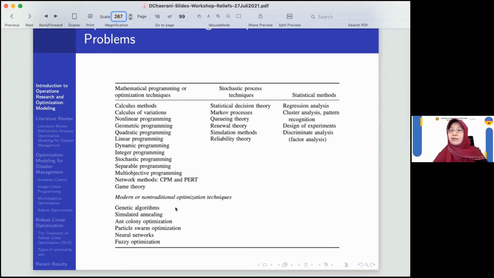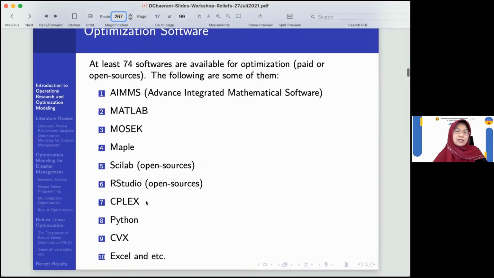And then we also have modern and non-traditional optimization techniques. And it's quite booming right now. Genetic algorithm, simulated annealing, ant colony, particle swarm, neural and fuzzy optimization. Whether these modern or non-traditional optimization techniques can be applied depends on the function or the optimization solution. And then after that, optimization software. So it's very clear. I've looked at the websites and at least 74 software packages are available for optimization, whether paid or open source.